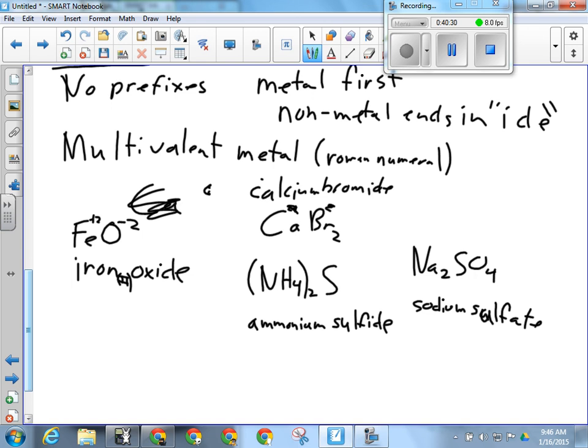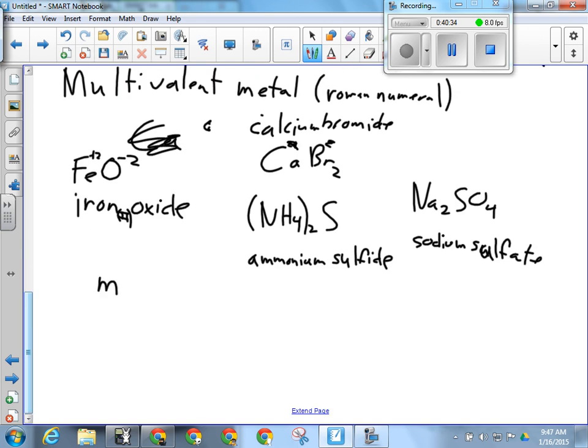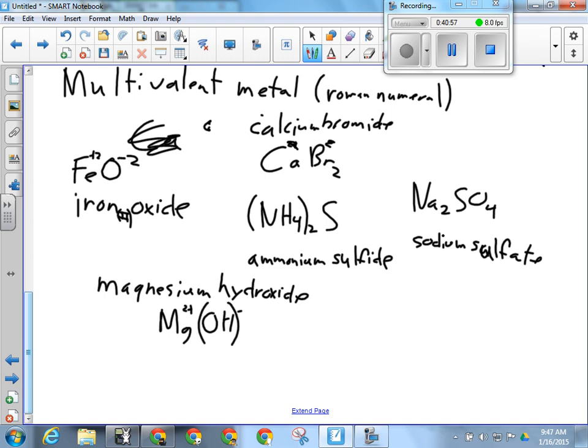Sorry, one other rule. If I have to make the formula for a polyatomic ion, and let's say it's something like this, magnesium hydroxide. Right, then I write magnesium, 2 plus, hydroxide, minus 1, and then I drop and swap. How should it appear when I'm done? The OH has to be in brackets, and what has to be outside the brackets? A 2, right?